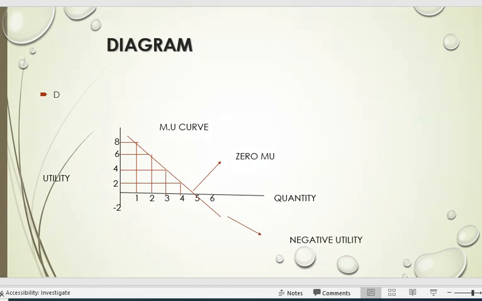On the basis of this tabular information, we will draw the graph. So here we take the quantity units of ice cream. Here we take the marginal utility. And we see the marginal utility curve slopes downward. At the fifth unit, it becomes 0. At the sixth unit, it becomes negative.